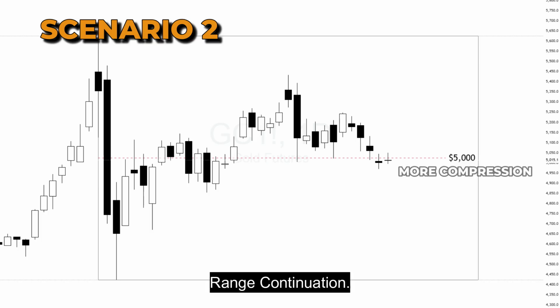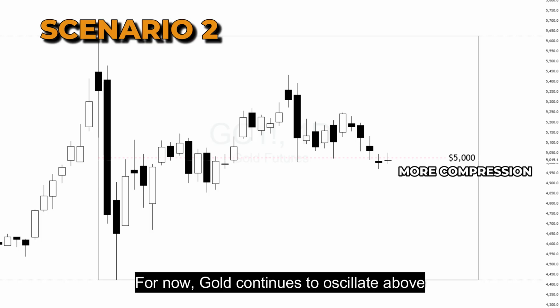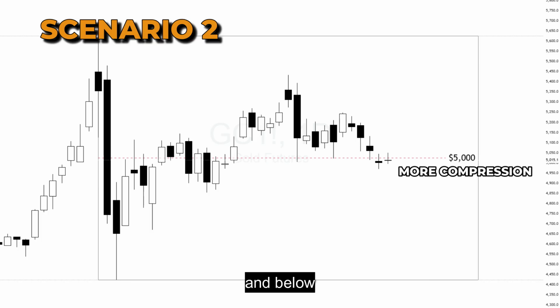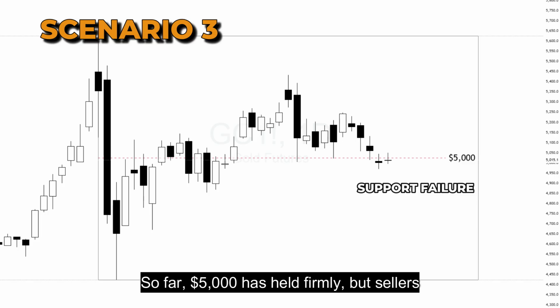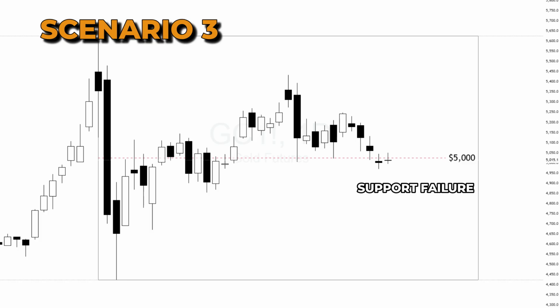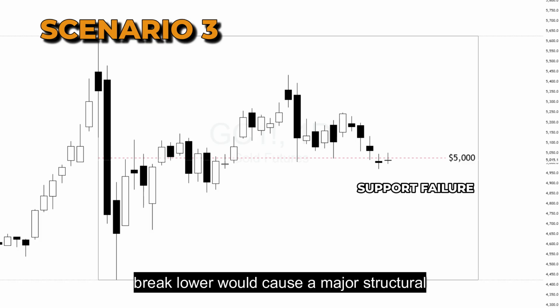Scenario 2. Range continuation. For now, gold continues to oscillate above and below $5,000 with very low ranges. Scenario 3. Support failure. So far, $5,000 has held firmly, but sellers may test below. In that case, we would expect the price to oscillate around the support near $4,900. If support near $4,900 fails, the market could rotate back towards the lower boundary of the range near $4,400, and a break lower would cause a major structural change.